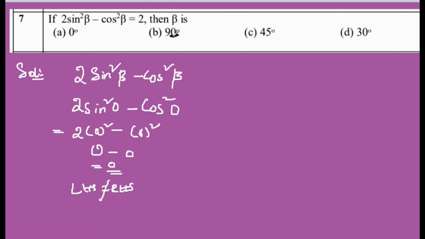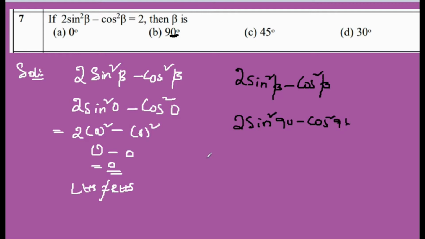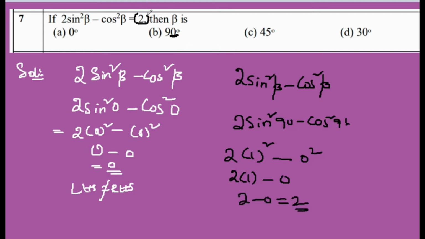We'll try with 90 degrees. LHS is 2 sine square beta minus cos square beta. We'll replace the value of 90 in the LHS. So 2 sine square 90 minus cos square 90. You know the value of sine 90 is nothing but 1, and cos 90 is 0. So 2 into 1 square is 2, 0 square value is 0. So 2 minus 0 is 2, which is RHS. So here LHS and RHS are same. Therefore LHS is equal to RHS. Therefore the angle of beta will be 90 degrees. Correct option for seventh question is B, 90 degrees.